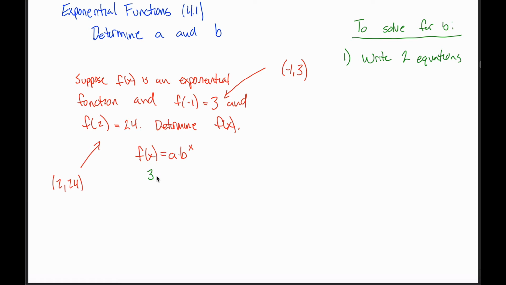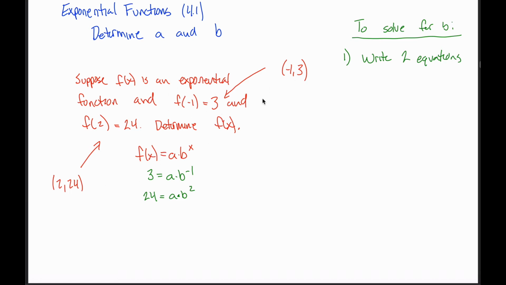So I could say that 3 is equal to a times b to the negative 1 power. And similarly, if I know that x equals 2 and y equals 24 as a point on the graph, then when y equals 24, the x must be equal to 2. So I get this equation, 24 equals a times b to the second power. So on these problems, you'll always be given 2 points, and those points can be given to you explicitly as coordinate pairs, or more in this functional notation.